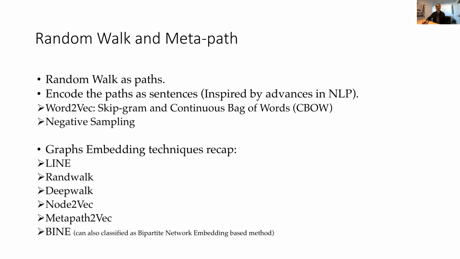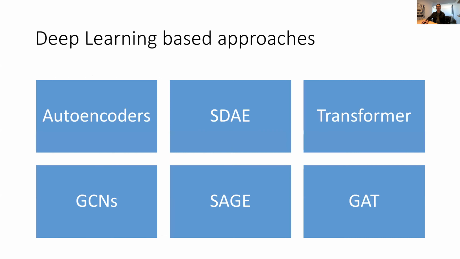Representative methods in this line include LINE, which is large-scale information network embedding, DeepWalk, node2vec, metapath2vec, and BiNE. Most of the methods are based on the generated node sequences and the skip-gram model, which has been very successful and became very popular in recent years.